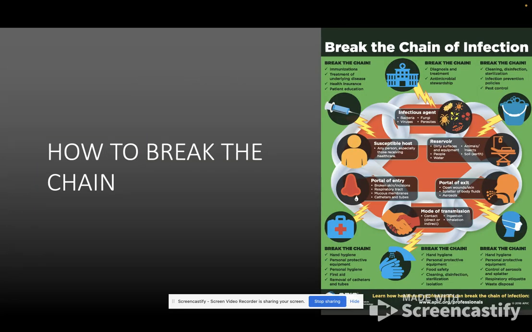So, ways in which we can help to break the chain. This diagram shows a really good picture of all the different links. It shows different ways that we can try to break each specific link. So, for example, hand hygiene. If we're trying to break the portal of exit, we're going to do hand hygiene. We're going to use our personal protective equipment. We're going to dispose of our waste properly. Hand hygiene, as you see, is almost on all of these because it is super, super important.